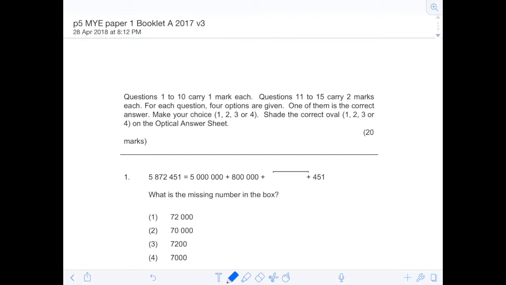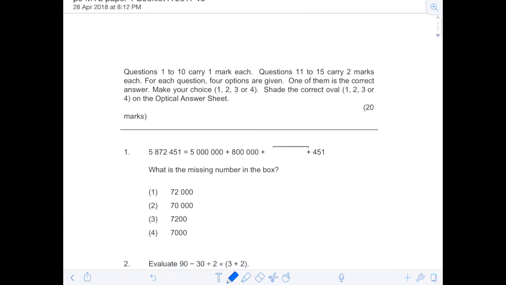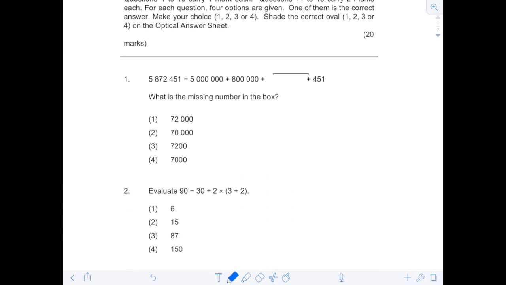Okay, so this is the P5 Mid-Year Exam Paper 1, Booklet A. Question 1. What is the missing number in the box? For this kind of question, you might want to do your long addition to find out what the missing number is.